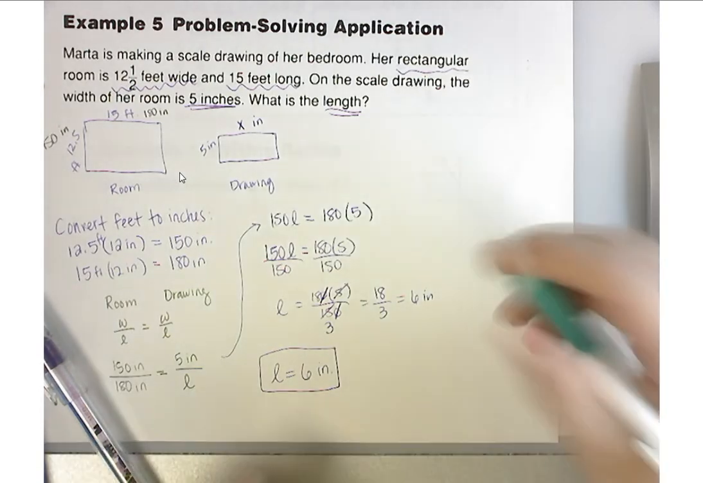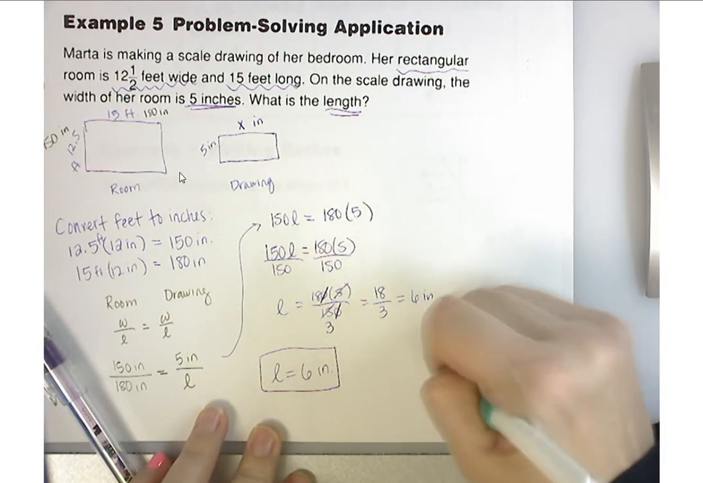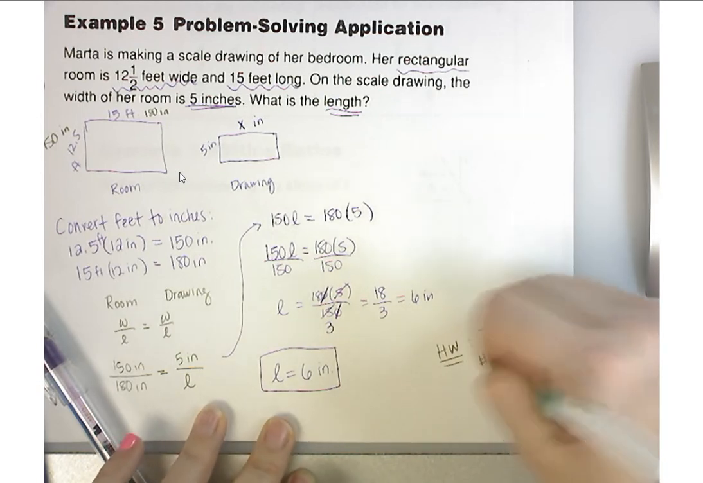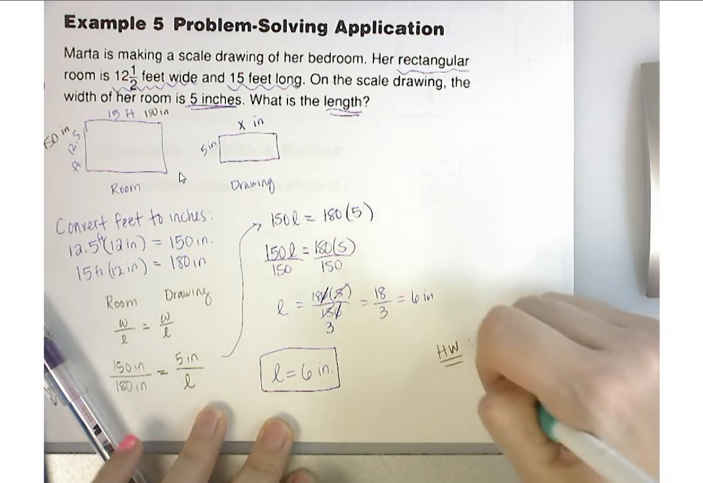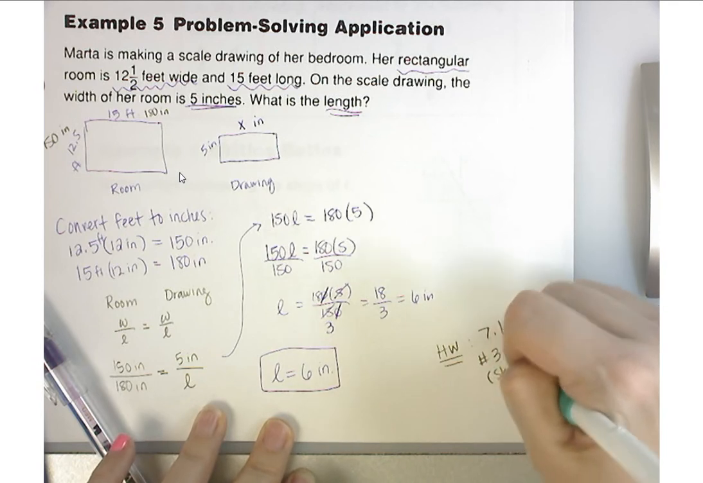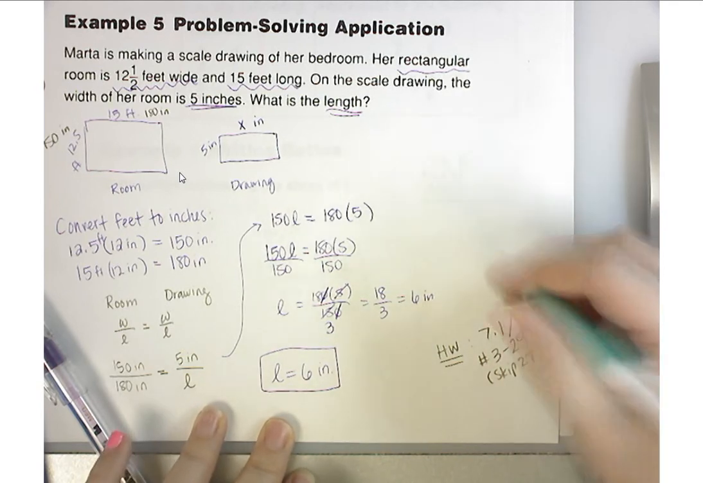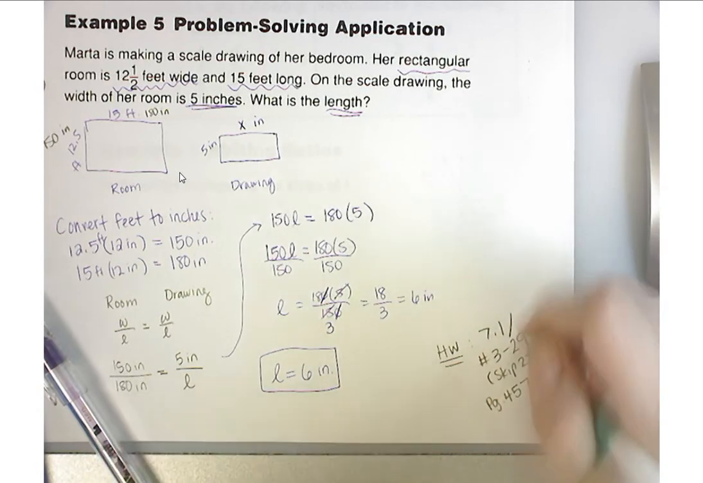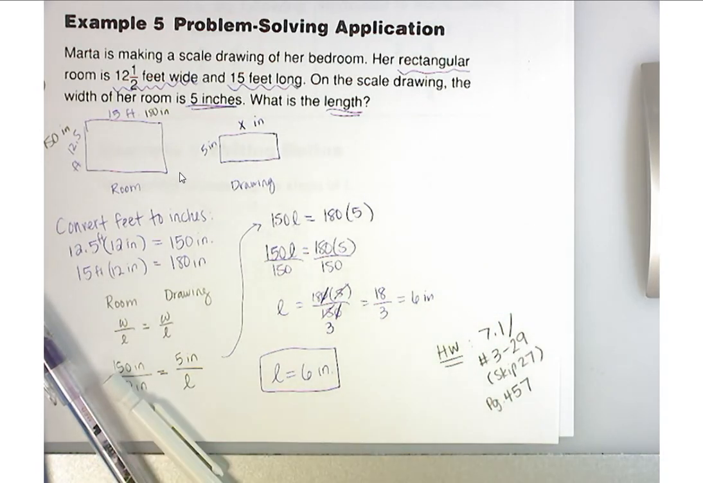All right, so your homework for today is going to be 7.1, 3 through 29, and then you're going to skip number 27, and that is on page 457. And again, I want you to notice that your next quiz is less than a week away, so it's next Wednesday. And that's going to be over 7.1 to 7.3.